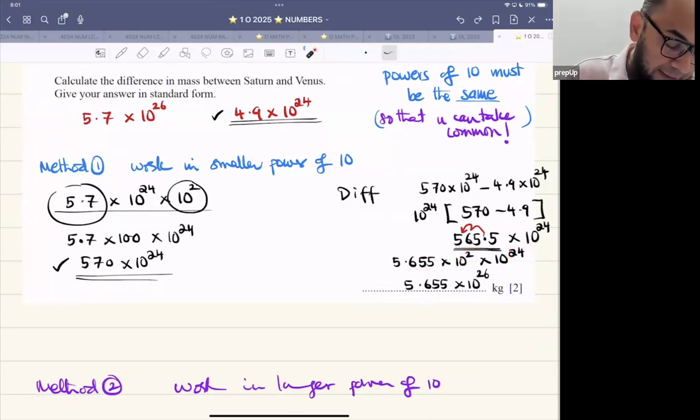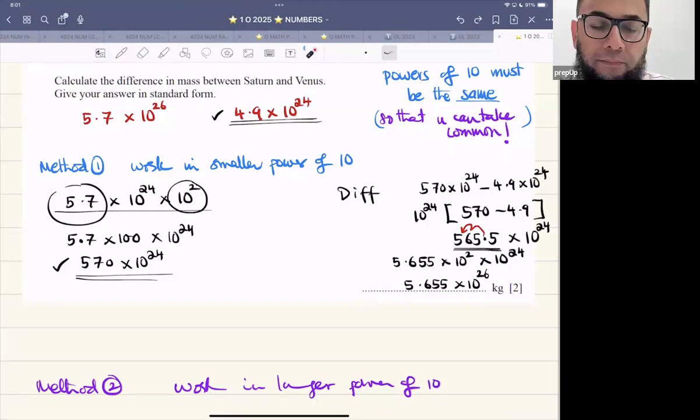So now let me write standard form, lower power method. That's the first one. Is it all good? Have you understood it? Then I'll go to the higher power method. Okay, this is better. Now let's see if the other method is better.